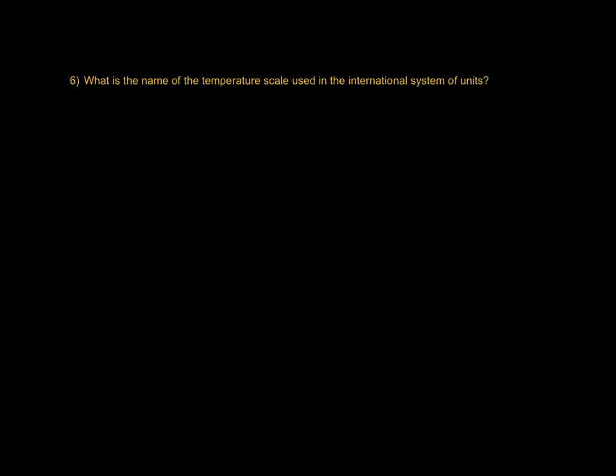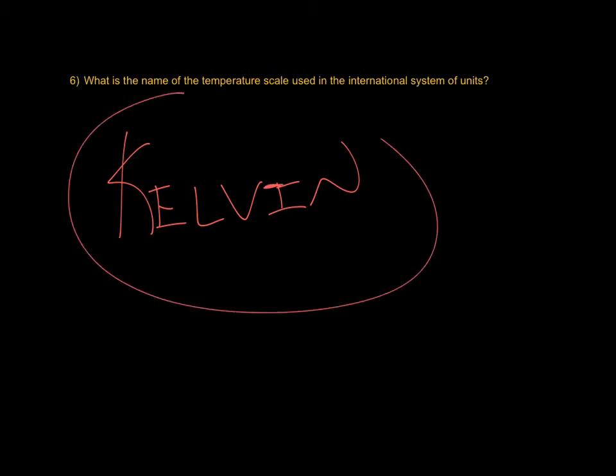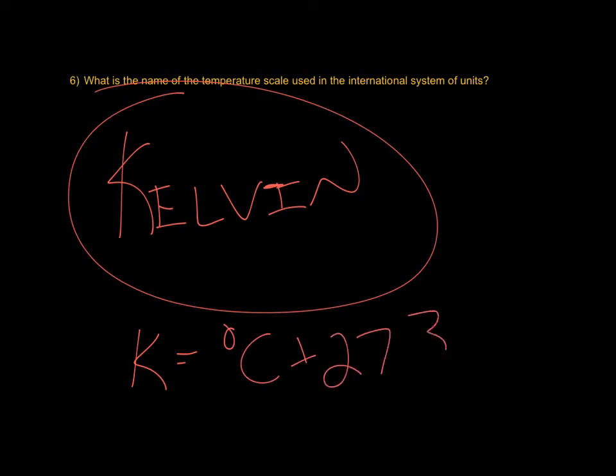What is the name of the temperature scale in the international system? It is called Kelvin. That is the name of the scale. We don't use Celsius or Fahrenheit in reporting our measurements. We would use Celsius because that's what the thermometers have, but we always convert to this system called Kelvin. And to do that, Kelvin equals Celsius plus 273, which is going to come up here in just a minute.